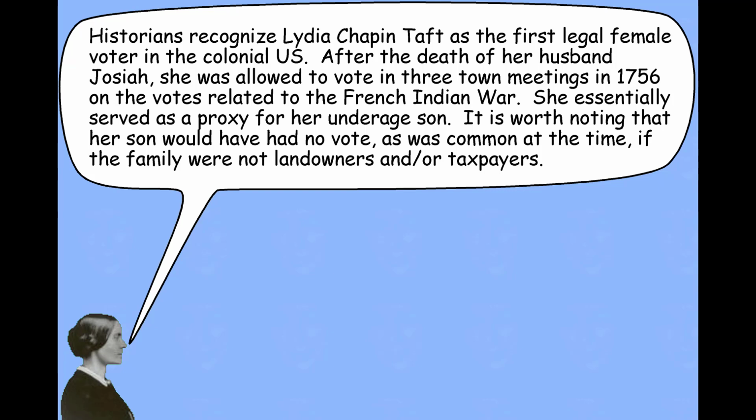Now, historians recognize Lydia Chapman Taft as the first legal female voter in the colonial United States. After the death of her husband Joshua, she was allowed to vote in 3 town meetings in 1756 on votes that were related to the town's participation in the French and Indian War. She essentially served as a proxy for her underage son, who inherited all his father's property, as women who were married surrendered their property rights. It's worth noting that her son would have had no vote, as was common at the time, if the family weren't landowners or taxpayers, and he wasn't male and white.